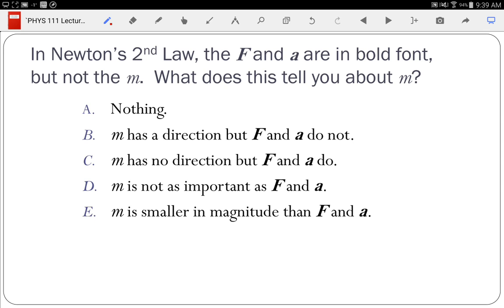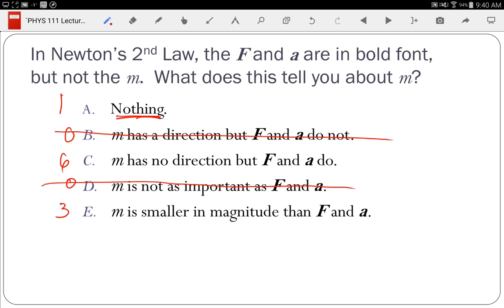Okay, everyone's answered. We had 1, 0, 6, 0, 3. So, one person said, it tells me nothing. I'm hoping that person was just being honest, that they didn't understand. It does have a significance, but if you don't understand it, then it does indeed tell you nothing. Which is why I ask these questions, to make sure that we can reinforce or make sure people understand. Okay, there was no one who said M has direction but F and A do not. There was no one who said M is not as important as F and A. I am glad no one said those.